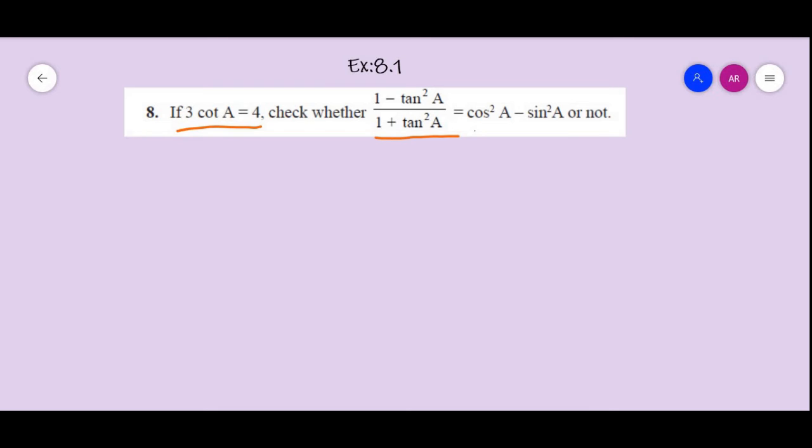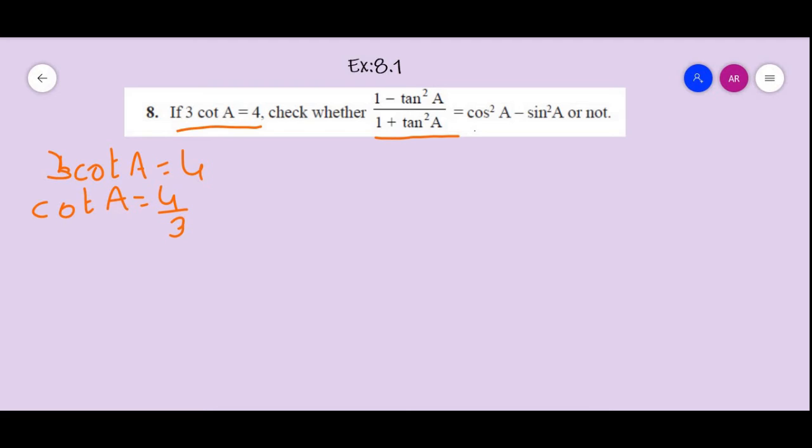So first of all, they have given that 3 cot A is equal to 4, right? 3 cot A is equal to 4. So cot A from this is going to be equal to 4 by 3. Okay, so we have seen the reason for that. We have taken this 3 from the left hand side to the right hand side, so it was multiplying, so it's getting divided now. So cot A is equal to 4 by 3.